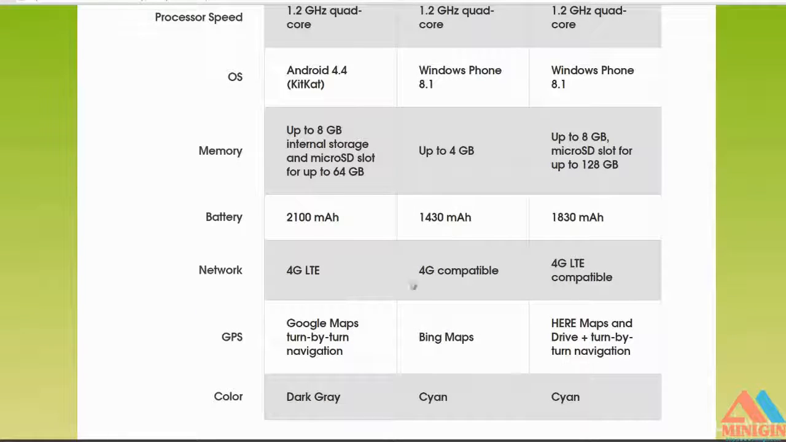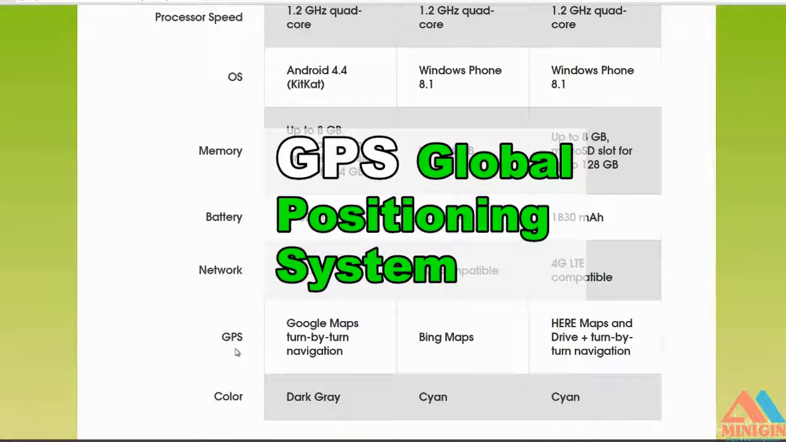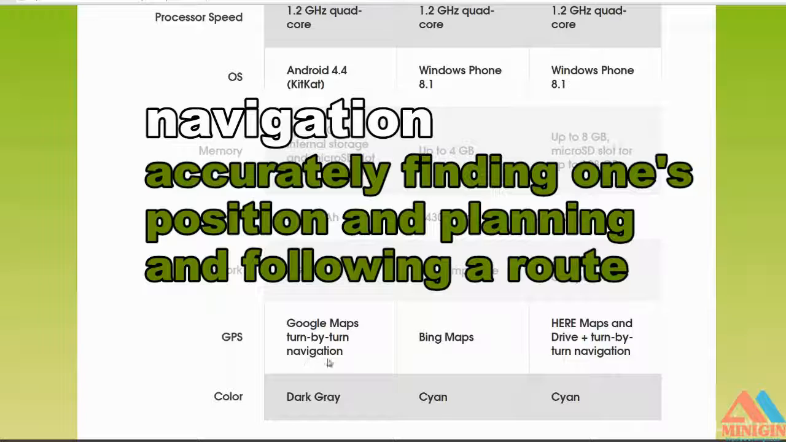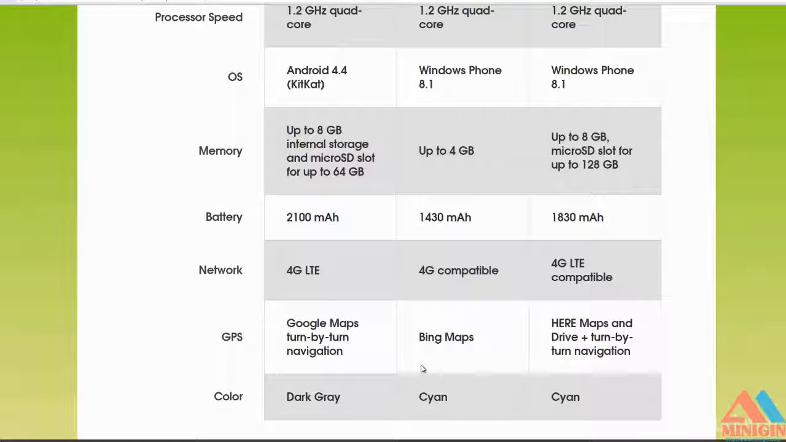And then GPS. GPS is what you would use for directions, getting from one place to another, and your phone can direct you. This phone uses Google Maps to give you turn-by-turn navigation. So it navigates you or shows you the way to where you want to go. This uses Google Maps. This one in the middle uses Bing Maps. And this last one uses what is called Here Maps. And they're all just different GPS navigation systems.